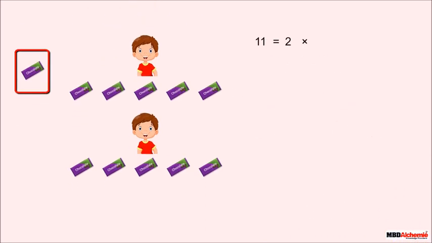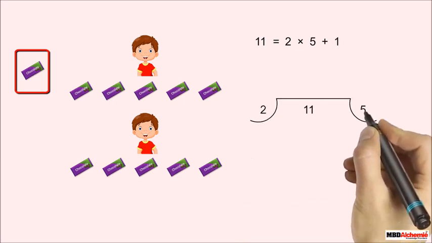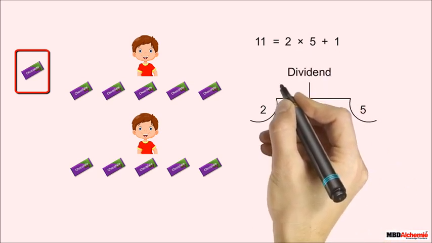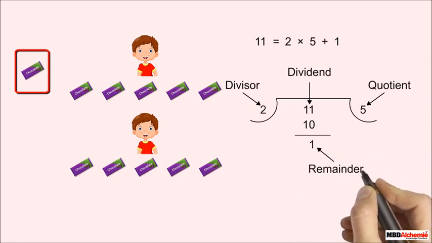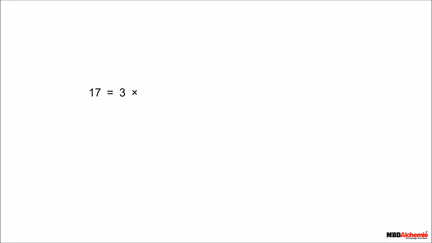Now think you have 11 chocolates and you want to give 2 chocolates to one student. Then how many students will get the chocolate? 5 students will get the chocolate and 1 chocolate will be left out. Here we have 2 division statements. If we look at these statements, we can say this is just another way of writing 17 and this is another way of writing 11.